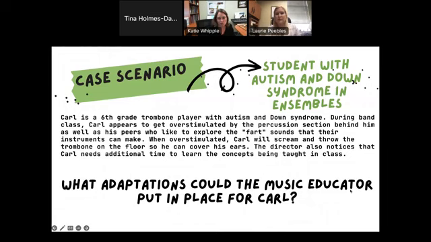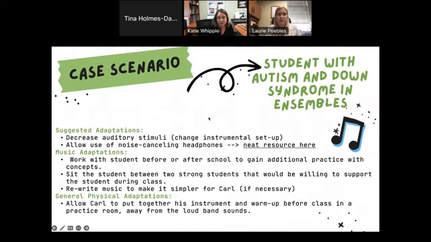So let's see what adaptations we could make in the music classroom. Some suggested adaptations. Do whatever we can. I know it's band. I'm a band kid. I love band, but it can be very noisy. So do what we can to decrease the auditory stimuli. One could be changing the instrumental setup. If we can move trombones maybe over to the side of the ensemble where they're not in front of the percussion section, if that's how you're setting up your band, that might be a way just to move the trombone section away from the percussion section when they're doing those loud hits.